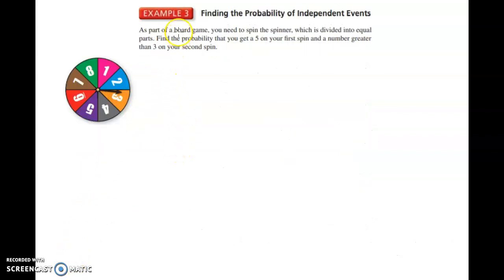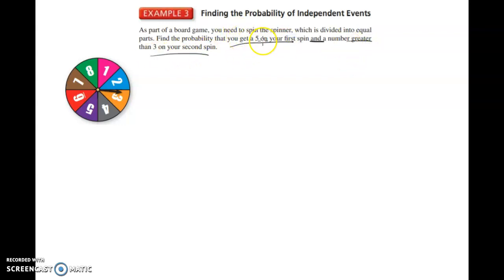Okay, our last one is actually finding the probability of an independent event. It says, as part of a board game, you need to spin the spinner, which is divided into equal parts. Find the probability that you get a 5 on your first spin and a number greater than 3 on your second spin. So when we have this and situation, two events that are definitely independent of each other, these spins don't have anything to do with each other, then we're going to find the probability of the first one and then multiply it by the probability of the second one.